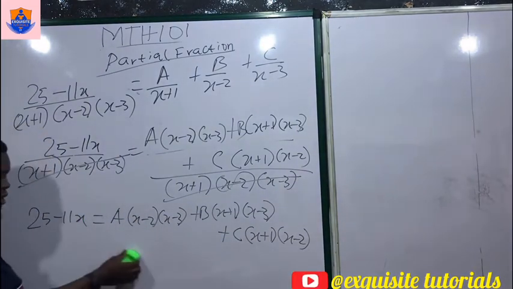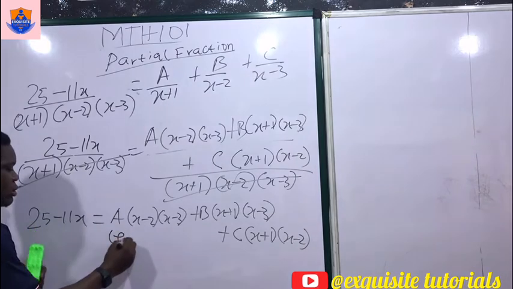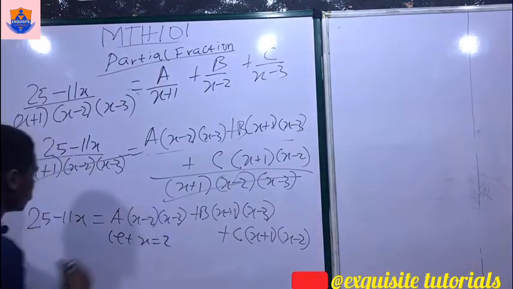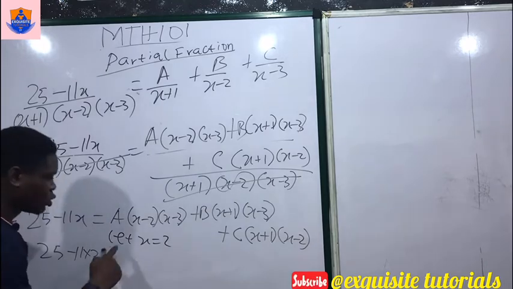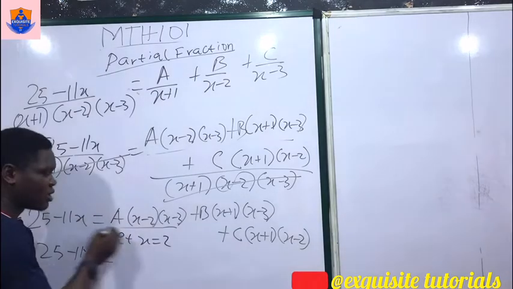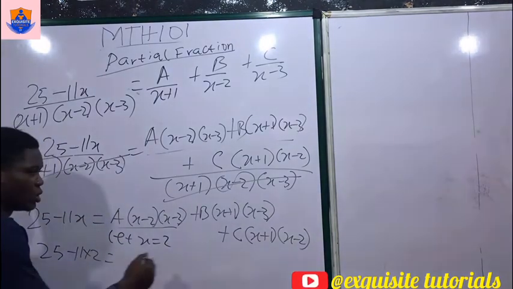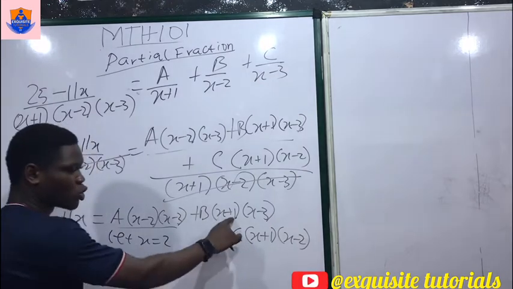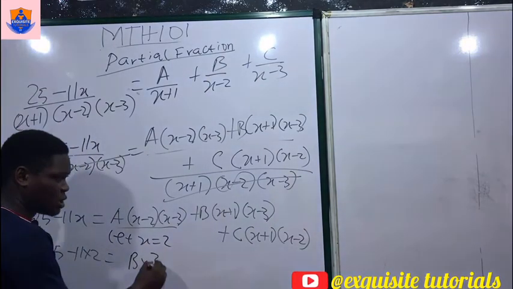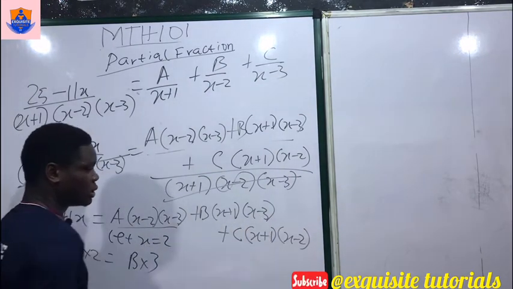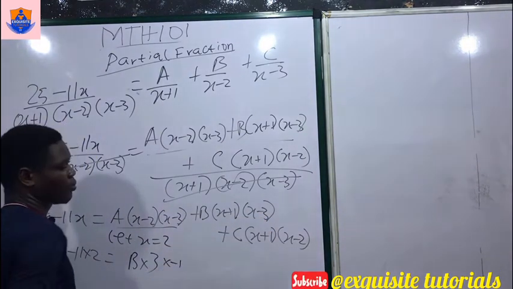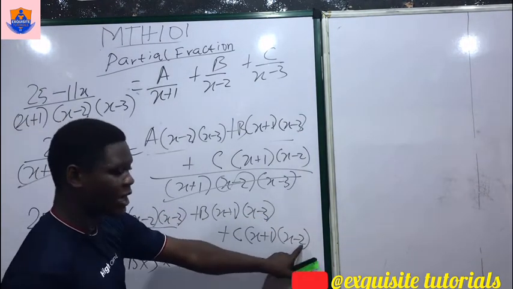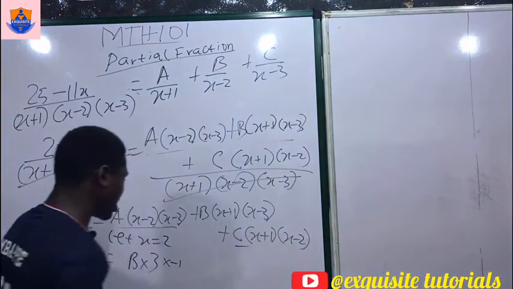So let's put x. Let x equals 2. So we have 25 minus 11 times 2. 2 minus 2 is 0, so everything here becomes 0. Then 2 plus 1 is 3. 2 minus 3 is minus 1. Then we have 2 minus 2 here is 0. So this part is out of the game.